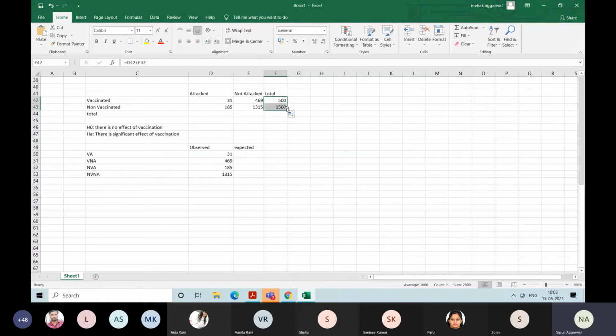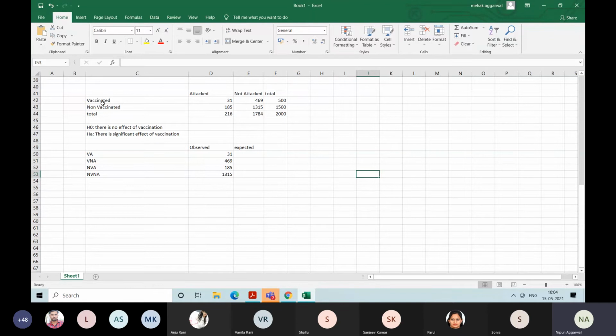If we take the totals of the columns, they come out to be 216 here and 1784, and if you take the grand total, it comes out to be 2000. So here it is 2000, and from here it is also 2000. So that is the distribution.